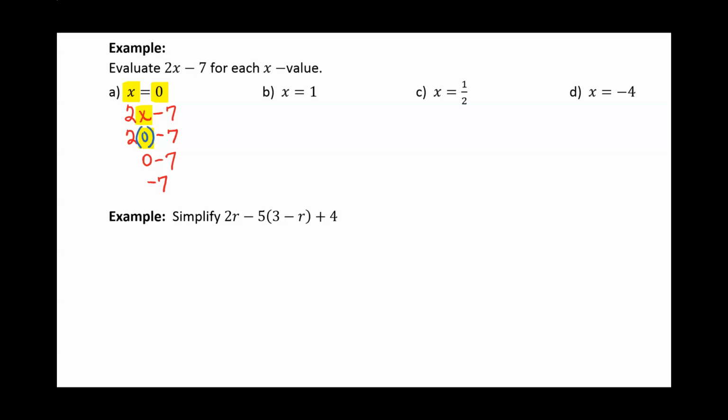All right, for the next one, x is equal to 1. Let's put 1 in the place of x. If we put 1 in the place of x, what are we going to get? Negative 5. Try that next one, 1/2. Put 1/2 in the place of x and see what you get. You can do it in your head or you can write it on paper, either one. And if you're finished with that one, go ahead and try the negative 4.